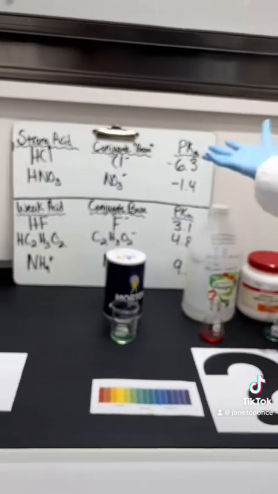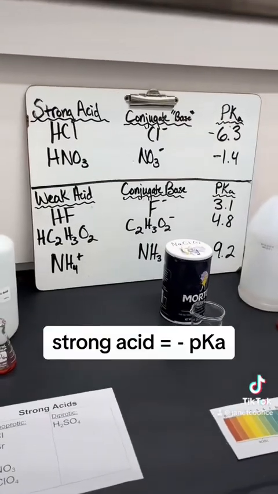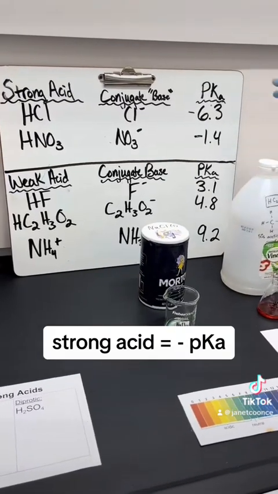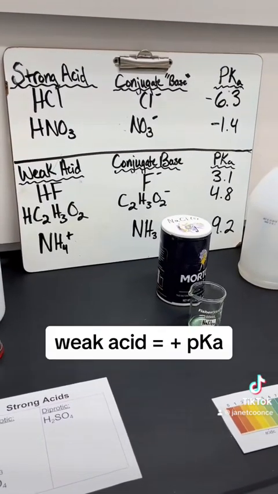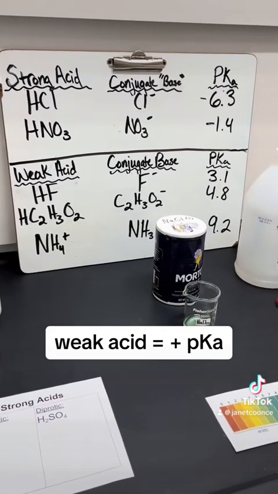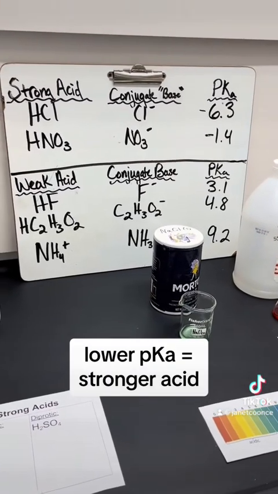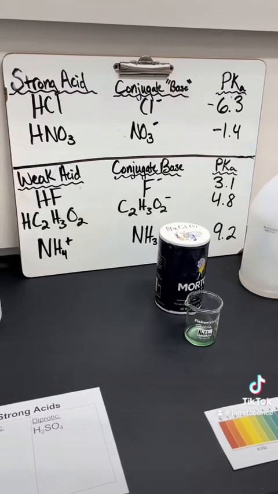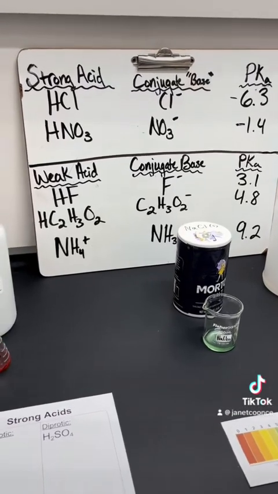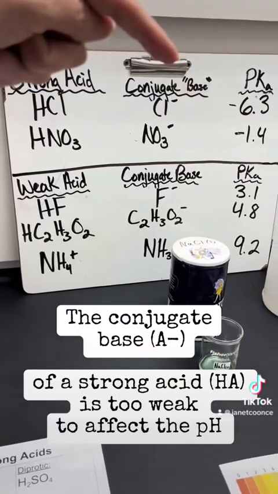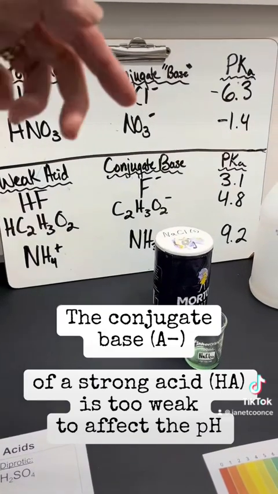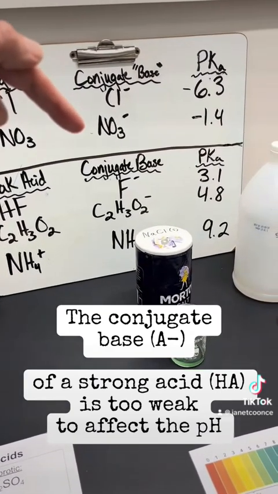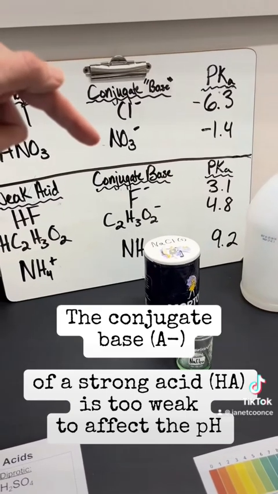So what we can tell from this chart is in the pKa values, strong acids are going to have negative pKa values, while weak acids are going to have positive pKa values. And the lower the pKa, then the stronger the acid. So we define a strong acid as that negative pKa, and that the conjugate base is not really basic enough to affect the pH. So if you took a solid of sodium nitrate and dissolved it in water, do you think it would affect the pH?